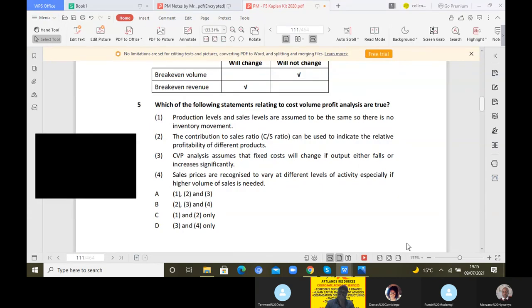Let us read one together. Production and sales revenues are assumed to be the same and there's no inventory movement, correct? One is correct. Contribution to sales ratio can be used to indicate the relative profitability of different products. Correct. Two is correct. CVP analysis assumes that fixed costs will change. No. Three is out. Selling prices are recognized to vary. No. Four is out. So you are correct, Temani. The answer is C.